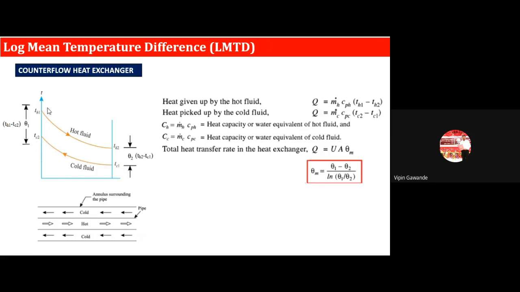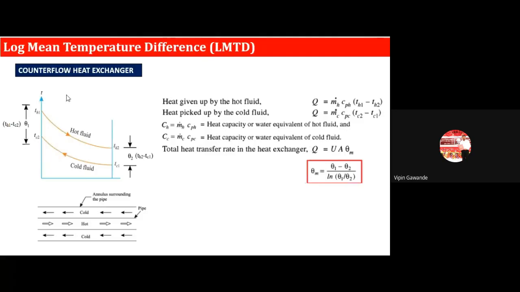Theta 1, here it is Th1 minus Tc2. So from the diagram you have to take this one, Th1 minus Tc2, while theta 2 is Th2 minus Tc1. Okay, so that is the difference between the parallel flow heat exchanger and the counter flow heat exchanger. So always consider theta 1, the left hand side temperature difference, as Th1 minus Tc2, and theta 2 as Th2 minus Tc1.